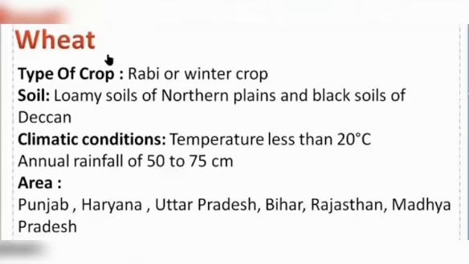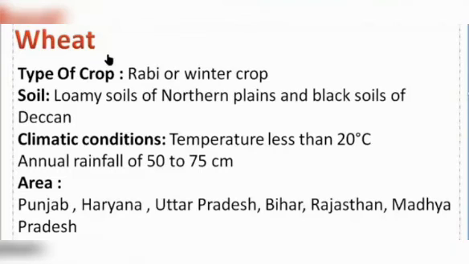Next, wheat. So type of the crop is Rabi. Soil which is needed for wheat growing is loamy soil of northern plains. The climatic condition, temperature less than 20 degrees Celsius would be better, and annual rainfall for wheat growing is 50 to 75 centimeter. The predominant wheat cultivating areas are Punjab, Haryana, Uttar Pradesh, Bihar, Rajasthan and Madhya Pradesh.